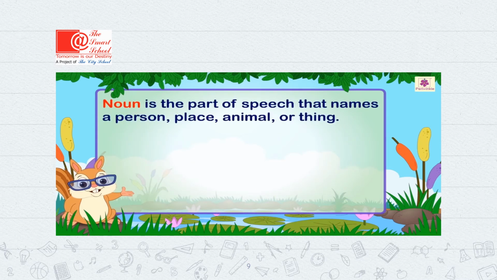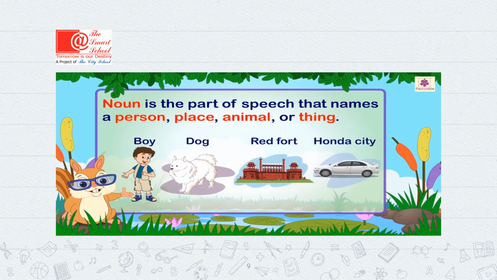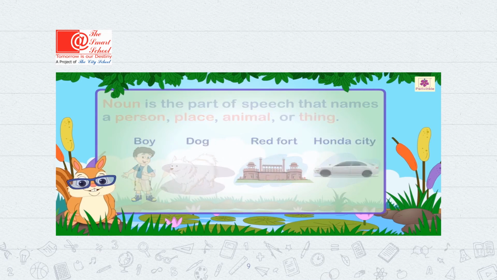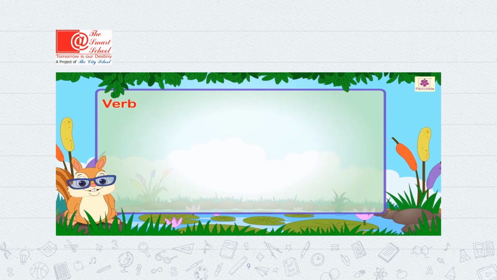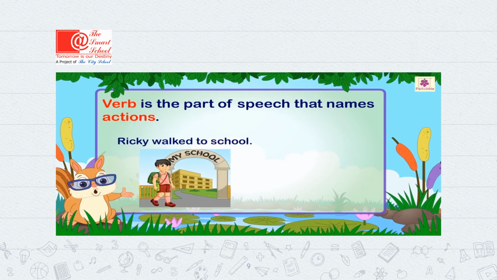Noun is the part of speech that names a person, place, animal, or thing. For example, this is a boy. This is a dog. This is Red Fort. This is a Honda City. Verb is the part of speech that names actions. For example, Ricky walked to school. The baby is crying.